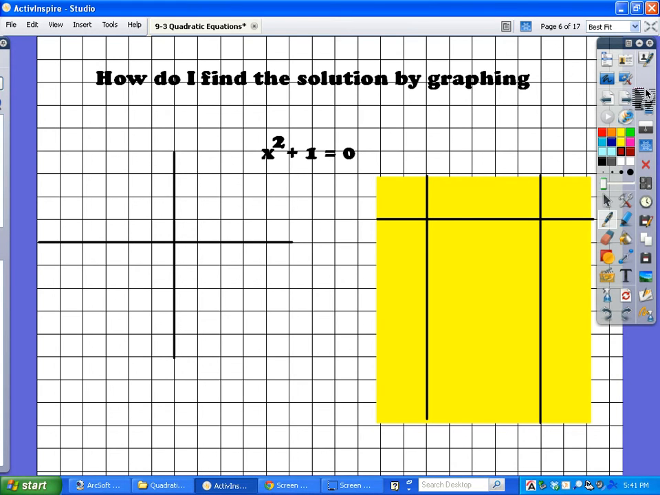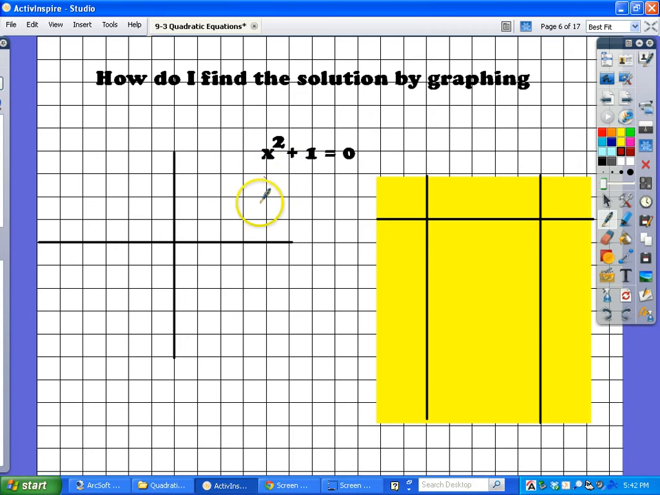Alright, how do I find the solution by graphing here? What I want you to do, I'm going to give you a little time here. I want you to work this by yourself, and I want you to tell me the solution. Where does it cross the x-axis? I'm going to give you guys a second. I'll pause this, and then we'll talk about it.